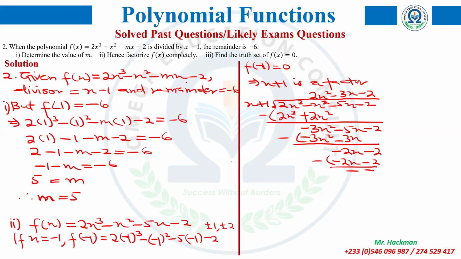Okay, so at this point, your first factorization will be f of x equal to the divisor, which is x plus 1, times the quotient, and the quotient is what we have up here, 2x squared minus 3x, then minus 2. So this is your first factorization. However, the question asks us to factorize completely.